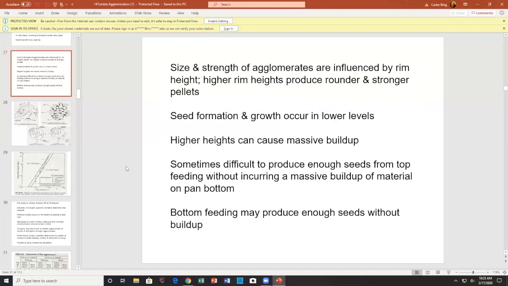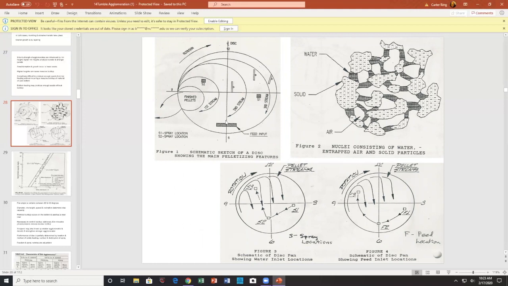So here we have a picture of a rotating pan. You have spray locations here and here. You have three, I would call them baffles or potentially scrapers, to direct the flow somewhat. And down here you have the feed point. Over here we have the nuclei consisting of water, trapped air and solid particles. So we have trapped air sitting in here. We have the particles and we have some sort of in situ water sitting there. Okay, here we have water inlet locations. Maybe spray here, water being the binder, right? Spray here, spray here, spray here. And you have the pellet streams. And here we have feed locations. There's a location here, and one way up here.